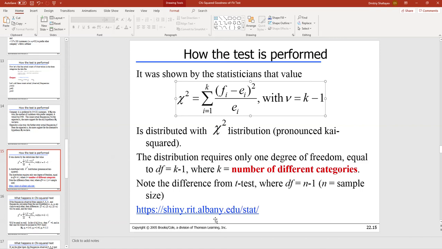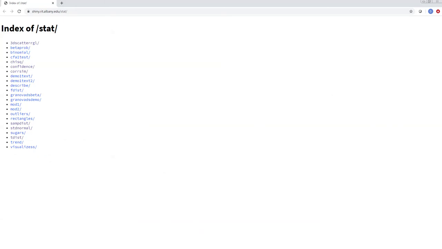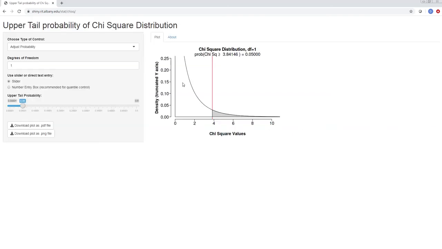And let me show you what the chi-squared distribution looks like. So what I found is actually the same website that I used before once to demonstrate, I believe, t-distribution or something like this. Or maybe it's not sampling distribution, it was something else. I can't remember right now. So chi-squared. So this is what chi-squared looks like.